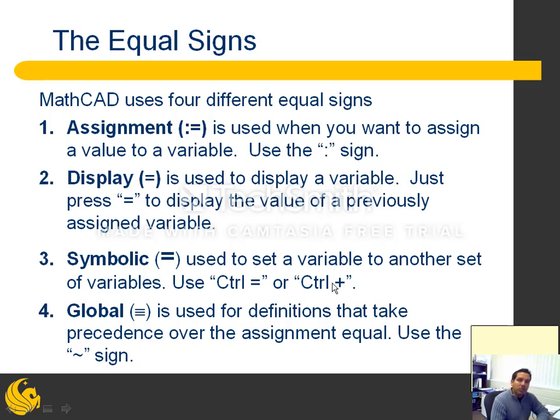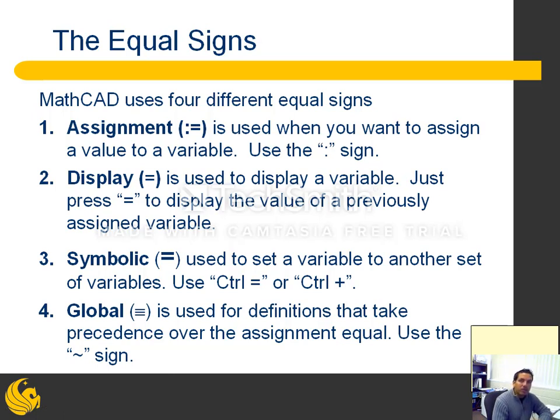There are another 2 equal signs that we're going to be using later. One is the symbolic equal, that is used to set a variable to another set of variables, or for control purposes, or for programming purposes, and also for comparison purposes. We're going to be getting to that in future lessons. And it's entered either with a control equal or the control plus. The global equal is displayed as 3 parallel horizontal bars, and is used for definitions that take precedence over assignment equals. And you can use the tilde sign to display the global definition equal.